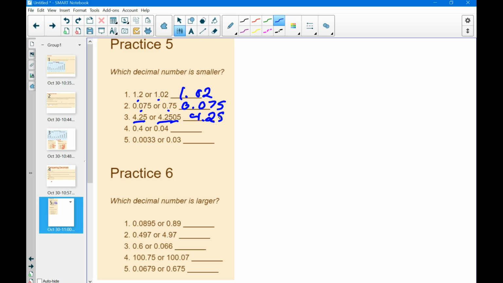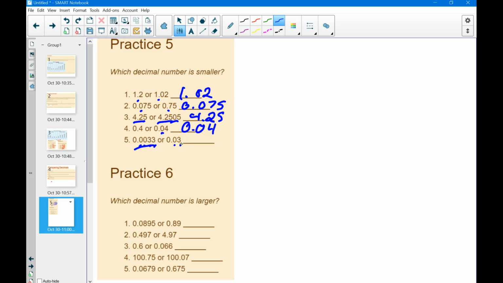Once again, the last one, number 4, 0.4 and 0.04. Again, the 0 here makes this one smaller, 0.04. And down here we have 0.033, and we have 0.3. So basically, this one here will be smaller because it will be a 0 where the 3 is here.